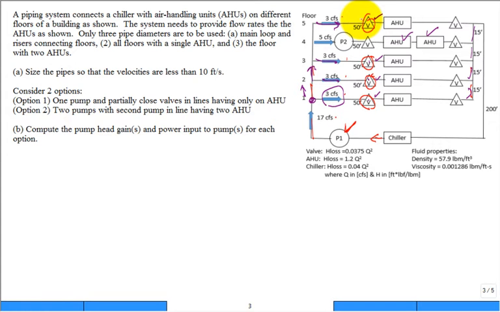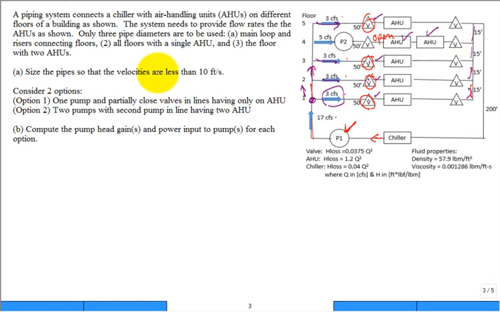Well, what would that be? Leave this valve as open as you can on the floor that's hard to deliver as much. You don't want to add any resistance to that floor. You want to keep the valve open. So that's the first one.